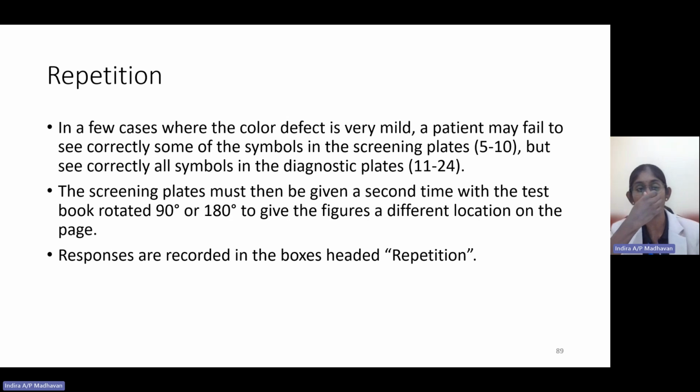It is only for patients who have a very mild defect, but it doesn't show a proper deficiency in the eye. So this would be very helpful. How to help them is to rotate the plate, for them to see from a different location. And when you want to record the result, you have to write it down as repetition.